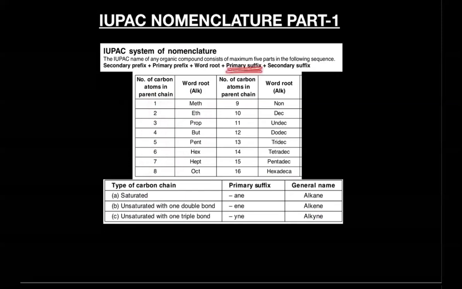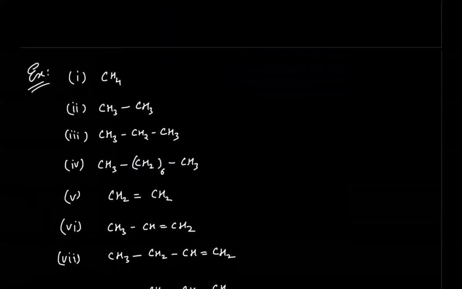For the primary suffix, let's look at another table. If you have a saturated carbon chain, you take the primary suffix as ane after the word root. This means if there are only single bonds, you take the suffix as ane. If there is a double bond, you take the suffix as ene, and if there is a triple bond, you take the suffix as yne. Just remember these 2 things: choose the word root from the table, and choose the suffix depending on the type of bonds in the carbon chain. Let's move ahead and apply these rules on the examples.